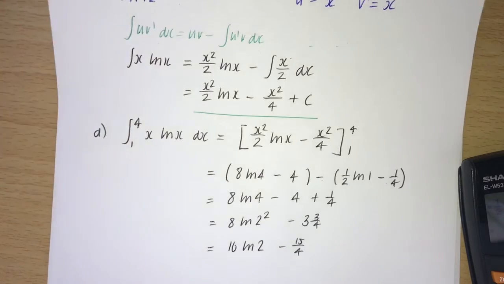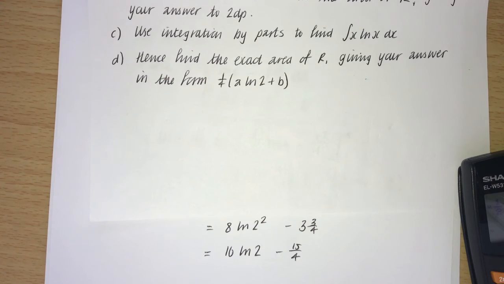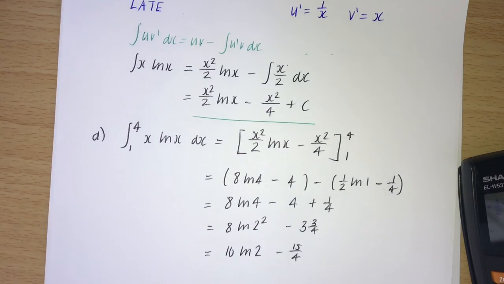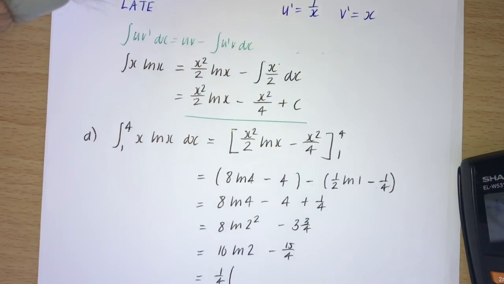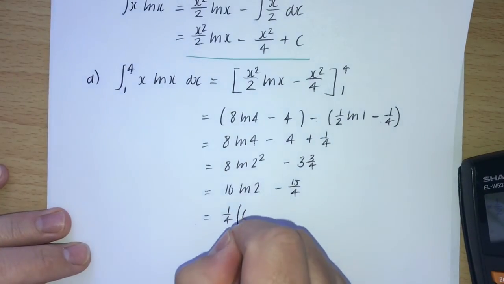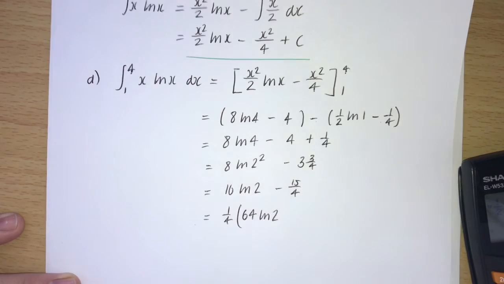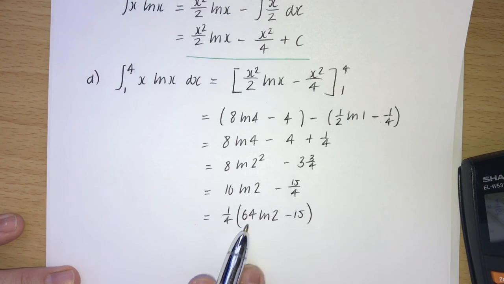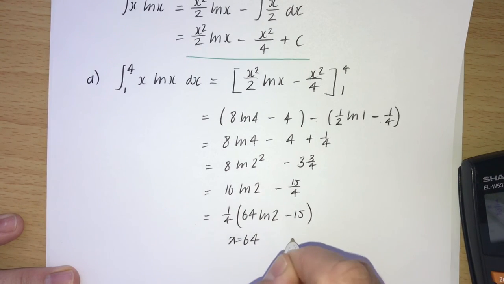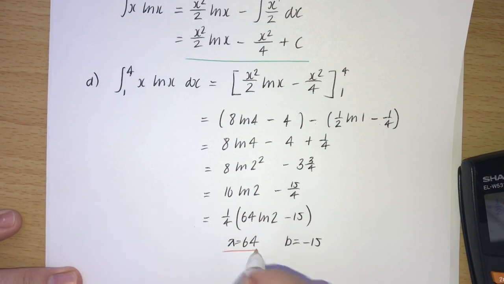Oh, sorry, I've got a page there. Let's have a look at the question. So then a quarter a ln 2 plus b. So take a quarter out as a common factor. So a quarter comes out as a common factor. Quarters into 16 would be 64. 64 times a quarter is 16. So 64 ln 2 minus 15 there. So a is 64 and b is minus 15 in the form that they wanted it.